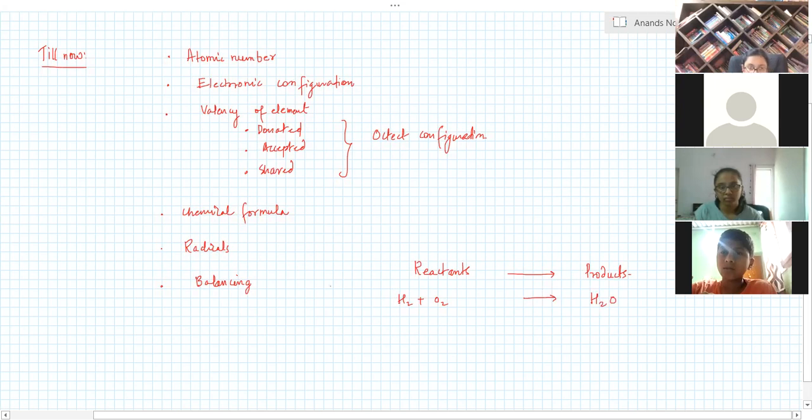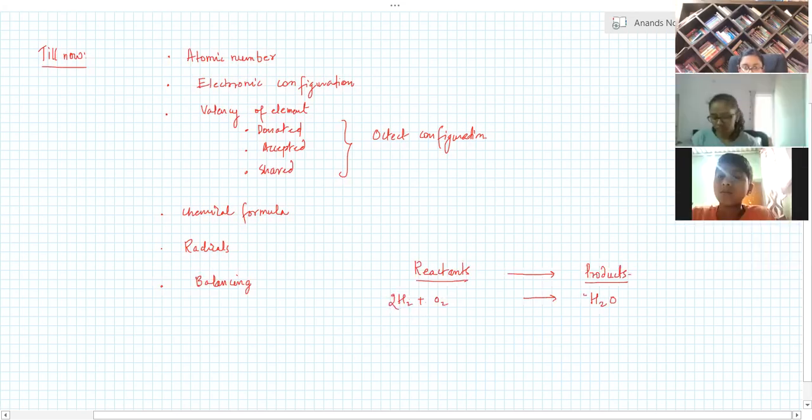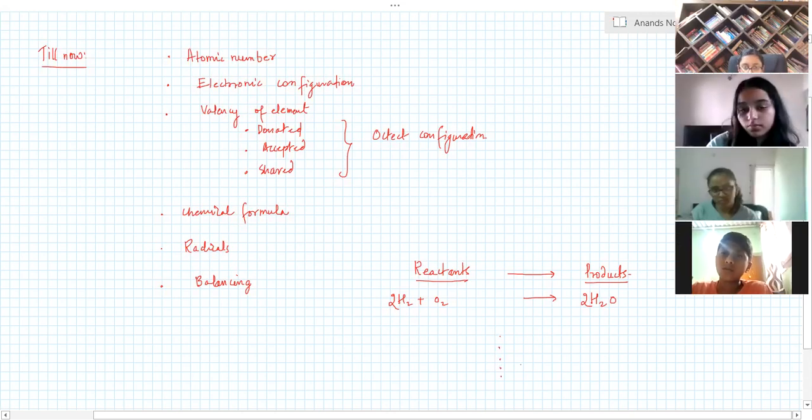What we said is balancing is nothing but whatever atoms are there on the left hand side, the reactant side, should be equal to the number of atoms on the right hand side, product side. So we try to equate it. And we get this balancing as 2H2 plus O2 gives rise to 2H2O. We have seen some rules, some tips, and we balanced a couple of equations, isn't it? So this is where we are in our journey to learn chemistry. Do you agree with me, guys?